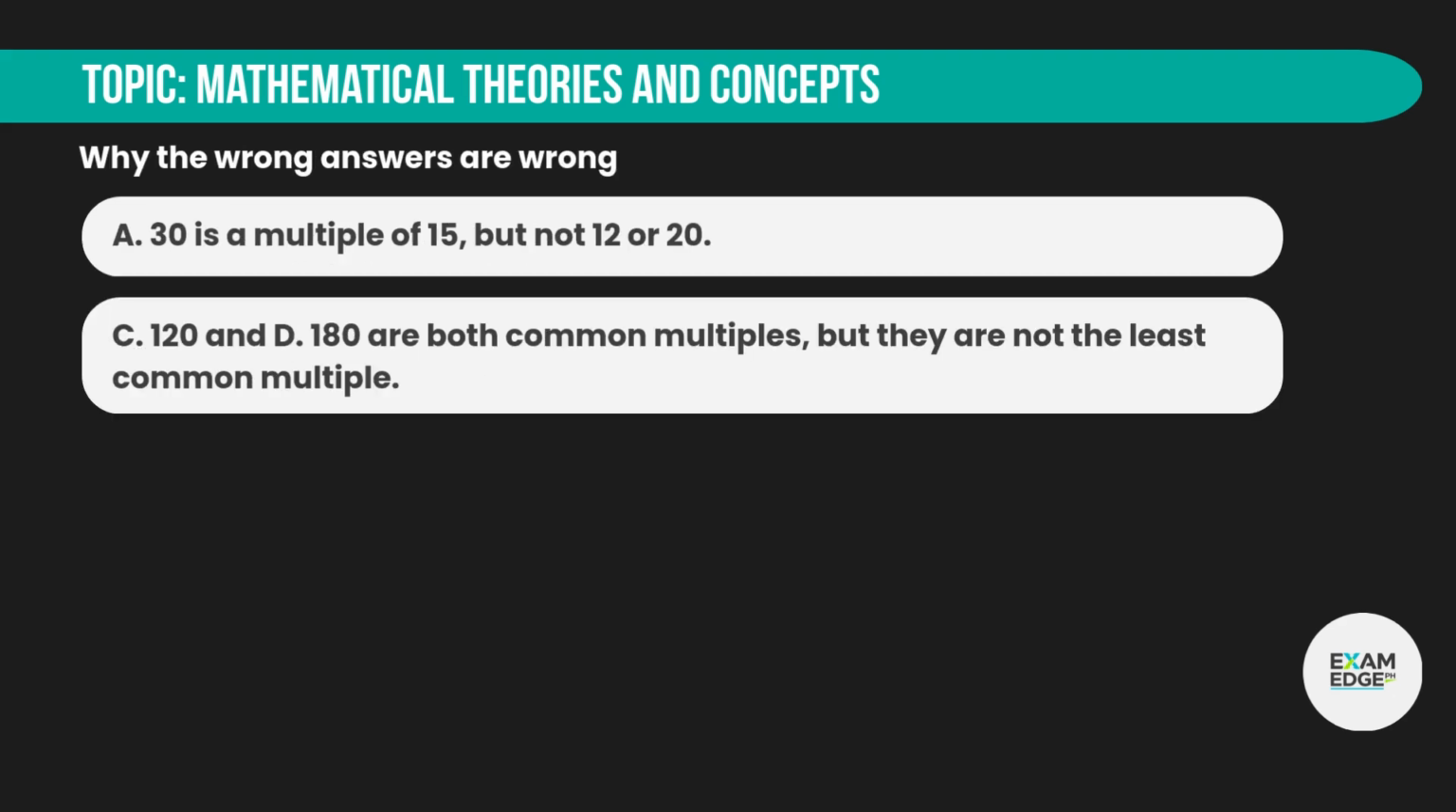Why the wrong answers are wrong. A. 30 is a multiple of 15, but not 12 or 20. C. 120 and D. 180 are both common multiples, but they are not the least common multiple.